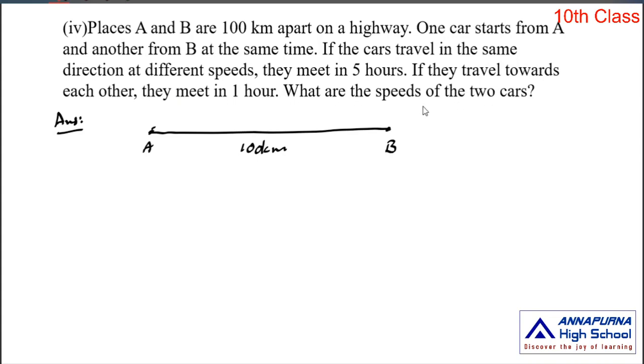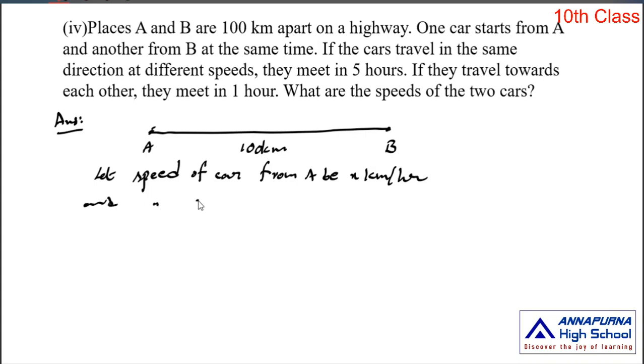Here what are the two unknowns? The speeds of the two cars are the two unknowns. So let us take the two speeds as x and y. Let the speed of the car from A be x kilometers per hour and the speed of the car from B be y kilometers per hour. Okay, let's come to the first case.